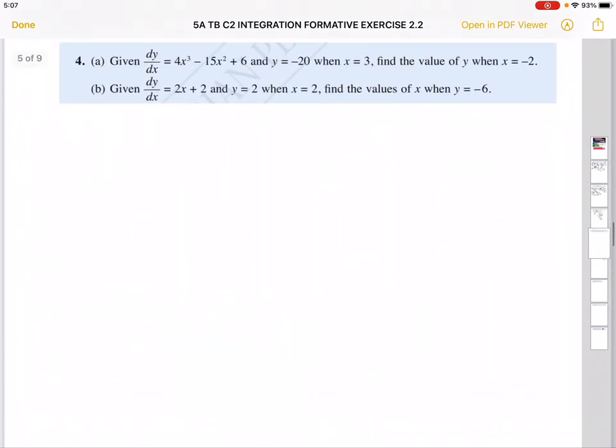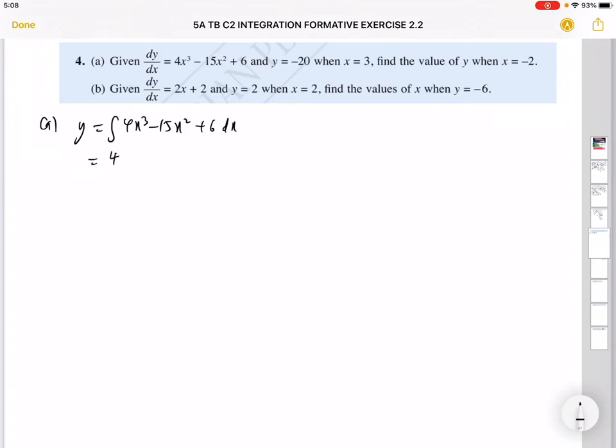Now, here you're given part A, dy/dx equals 4x cubed minus 15x squared plus 6. Okay, so we need to integrate 4x cubed minus 15x squared plus 6 dx. So when you integrate, copy 4, copy x, increase the power by 1, 4 over 4. This is 15x^3 over 3. Integrate 6, 6 is the constant, you get 6x plus c. Now I think we can simplify. This is x power 4. This is 5x power 3. This is just 6x.